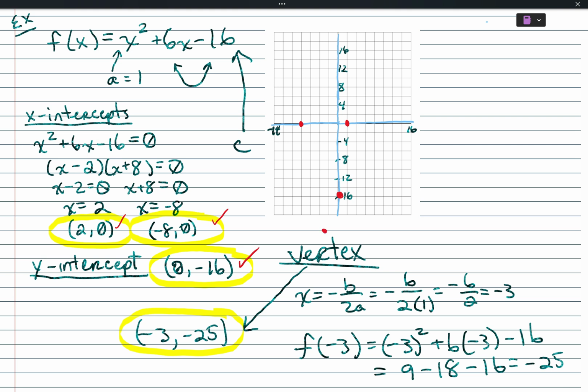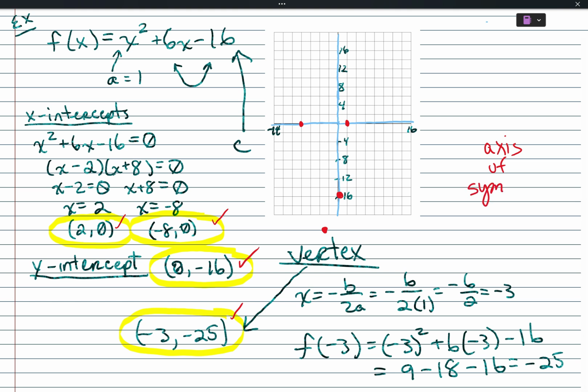Probably down here somewhere. All right. And then I can just use that and connect the dots. That's my vertex, so I know that's where it changes direction. Another thing that I didn't mention was something else that is important, which is the axis of symmetry.